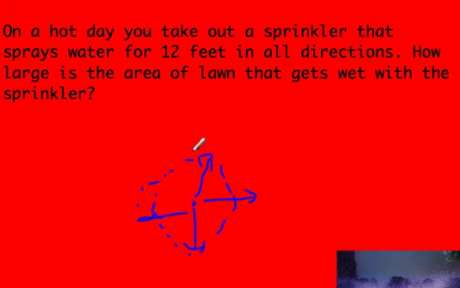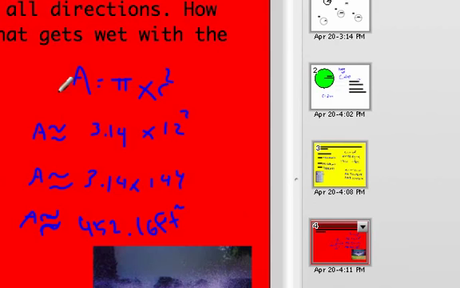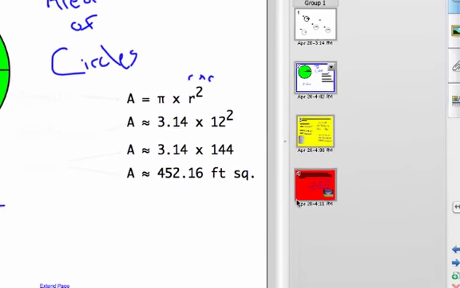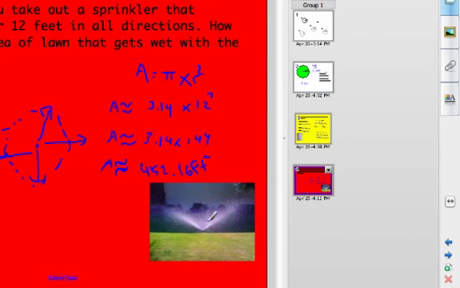How large is the area of lawn that gets wet with the sprinkler? So they want to know area. We know the formula is area equals pi times the radius squared. And in case you can't tell by that drawing there, the arrows each represent 12 feet. They represent the radius. This is, of course, an approximation. So when I'm all done here, I should get my formula. I'm going to substitute 12 in there for r. I get 3.14 times 144, and we saw that actually in that first problem. And when we're all done, we get 452.16 feet squared.